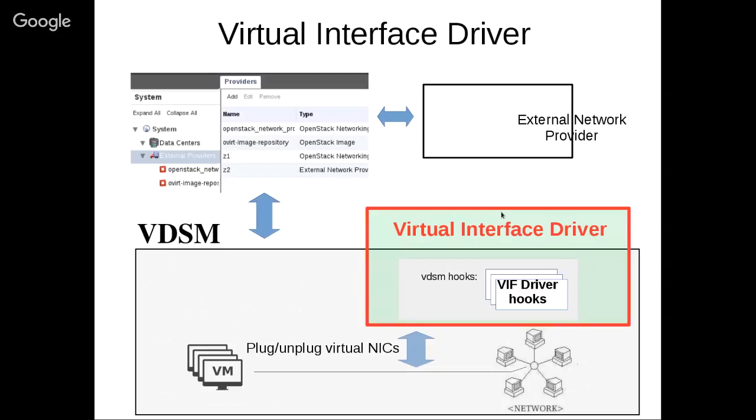The second element is the virtual interface driver. This element is located on each VDSM host. Its task is to plug or unplug the virtual NICs to the external networks. Whenever a request to plug or unplug a NIC is sent to VDSM, VDSM uses the hooking framework to invoke an appropriate VIF driver hook. These VIF driver hooks implement the plugging of the VNIC to the external network.